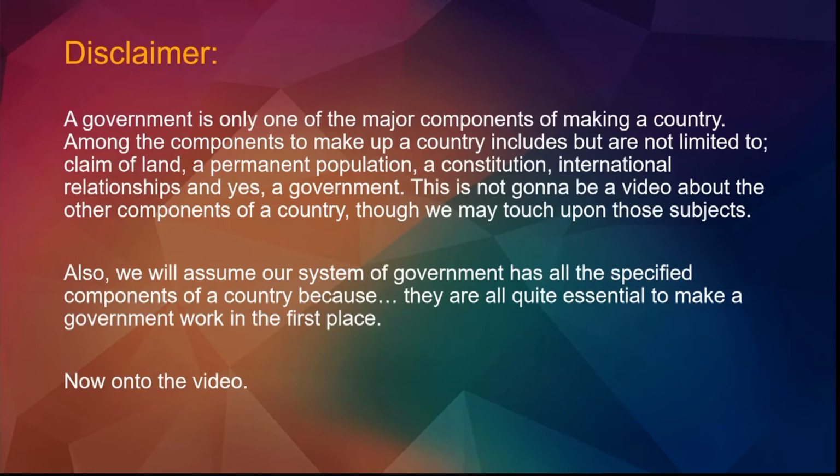A government is only one of the major components of making a country. Among the components to make up a country include, but are not limited to, claim of land, a permanent population, a constitution, international relationships, and yes, a government. This is not going to be a video about the other components of a country, though we may touch upon those subjects. Also, we will assume our system of government has all the specified components of a country because, well, they are quite essential to make a government work in the first place. Now, let's continue with the video.